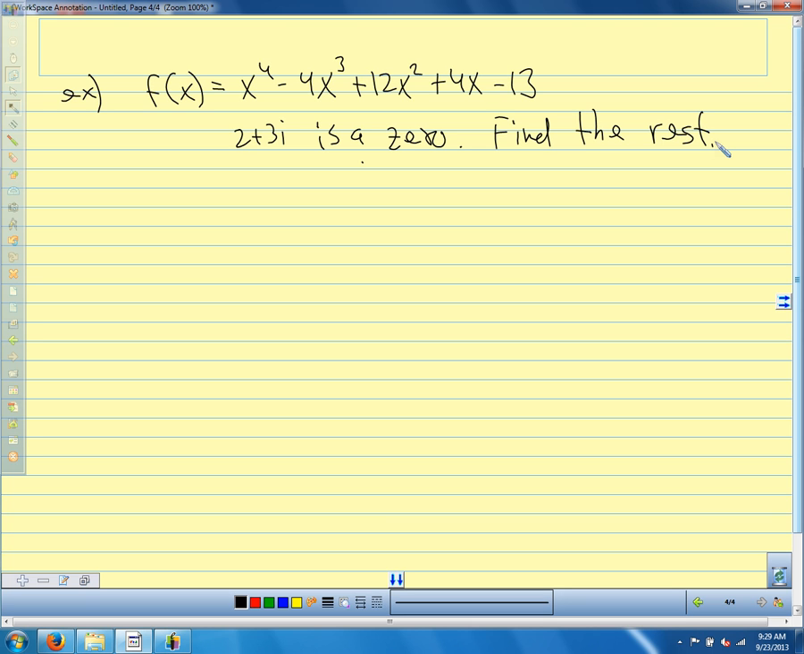How many more do we have to find? 3. One of them's easy. What's the easy one? 2 minus 3i. Oops, not z, 2. How does this help us? We have two complex zeros. What else could I do? I have several things I could do. I actually have quite a few things we could do. What do you think, Mary?